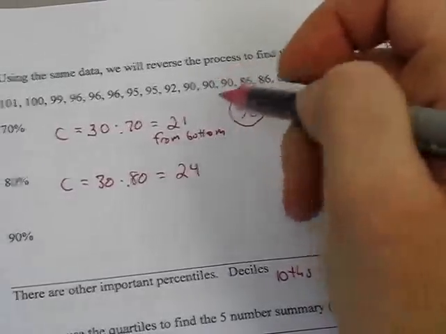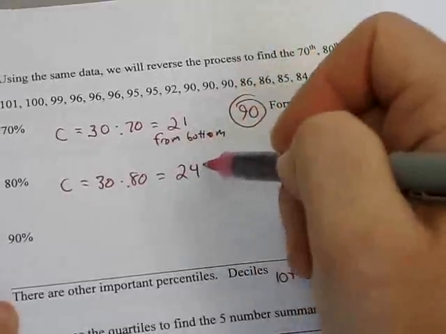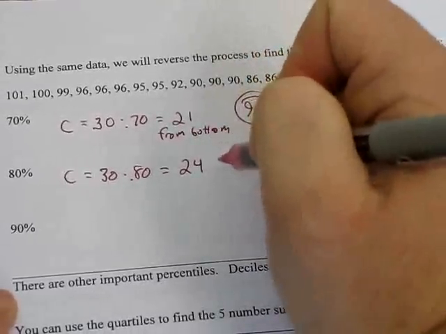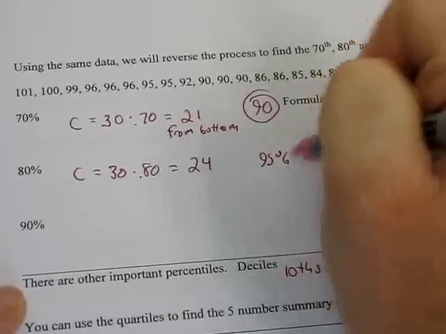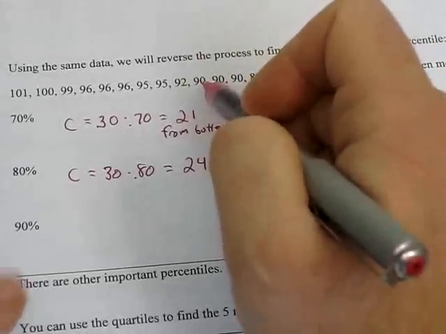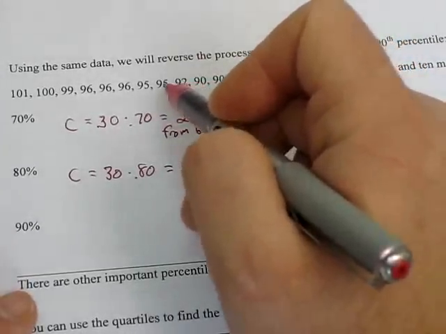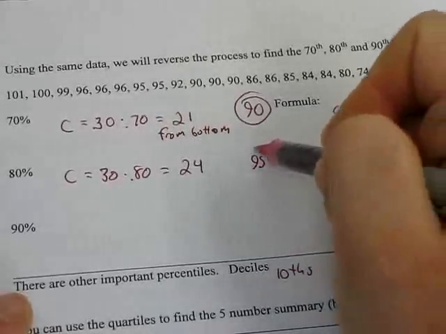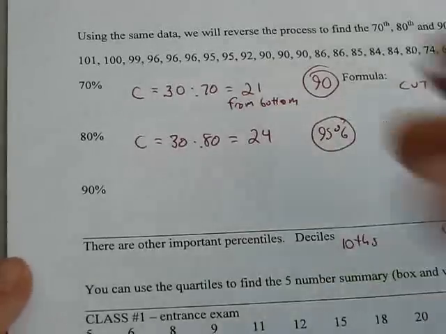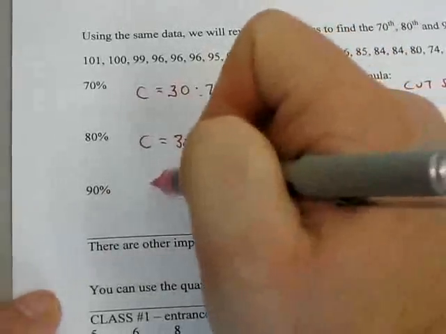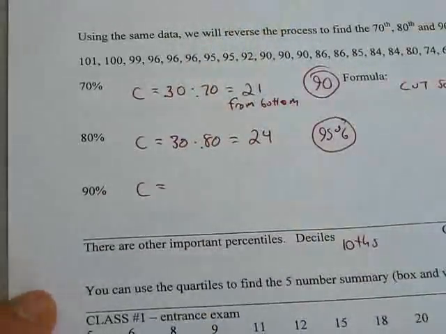So 30 times 0.80 gives me 24, and that 24 right there gives me a cut score of 95%, which means I go from 90, this is 21, 22, 23, 24. 95%. Now, pause the video, and when you come back, you can try to do the 90th percentile and see what your cut score would be.